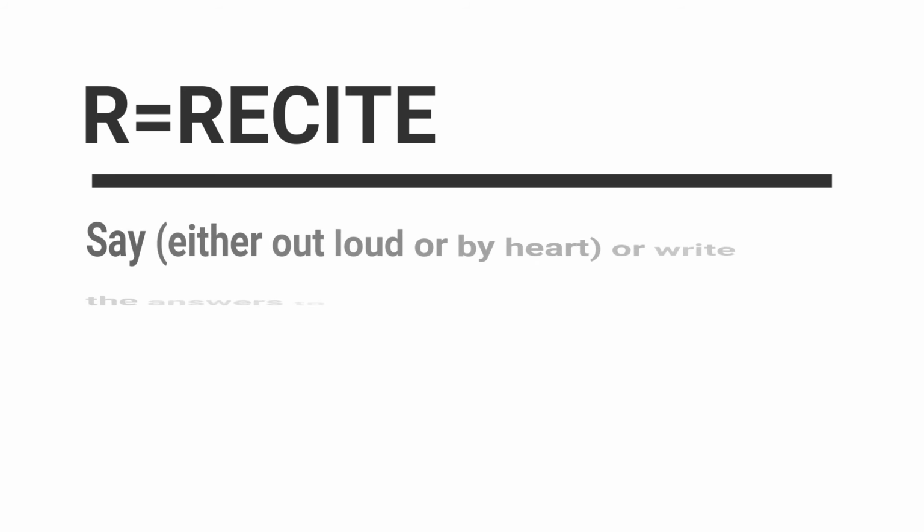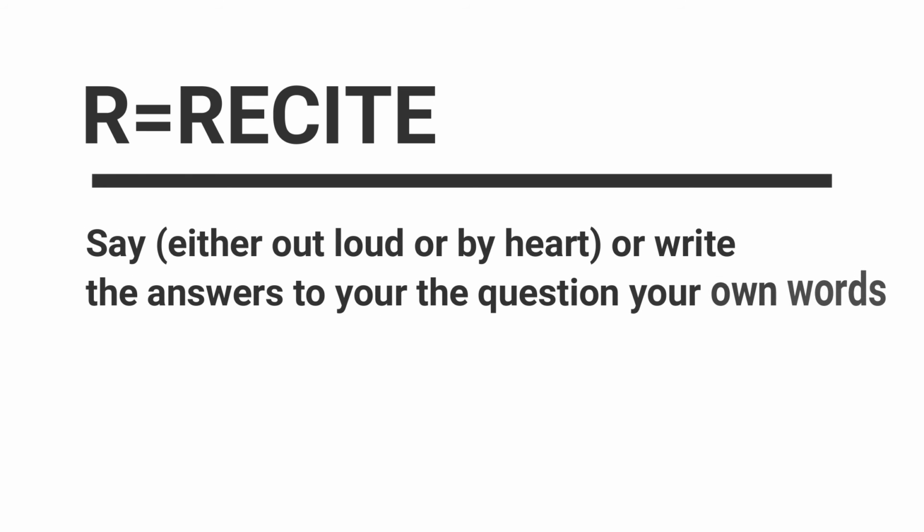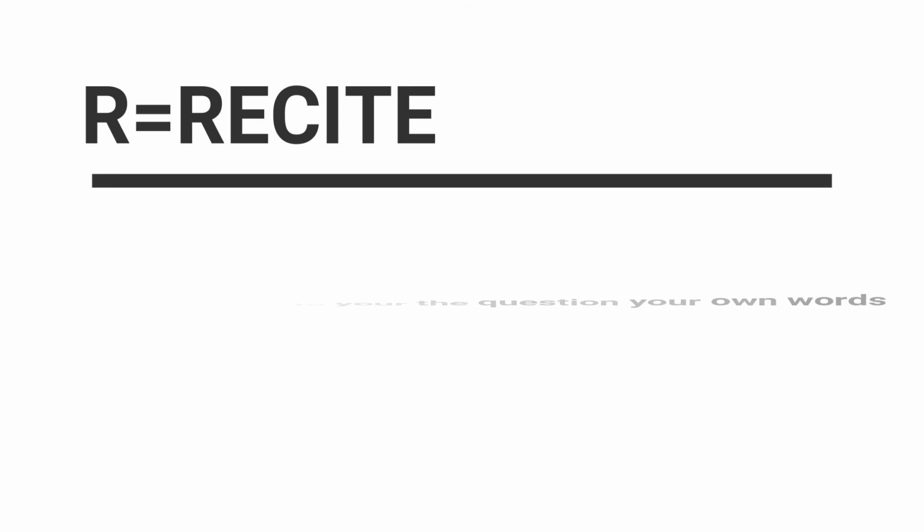The next R, or the second R, is to recite. So after you finish reading the book or a passage, you are encouraged to say, either out loud or by heart, or write the answers to the questions that you have raised. An important indicator of your understanding is your ability to recite the answers in your own words without depending on rereading the passage or book. You may refer to your notes if necessary.